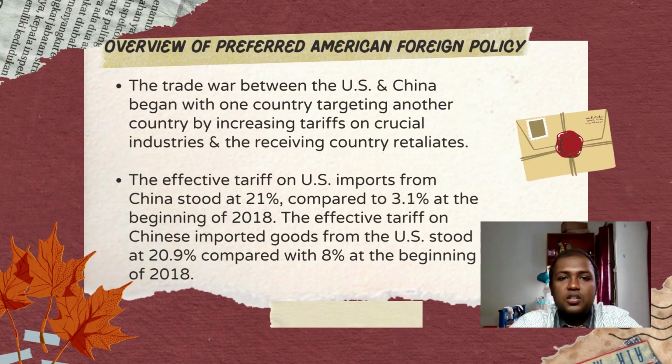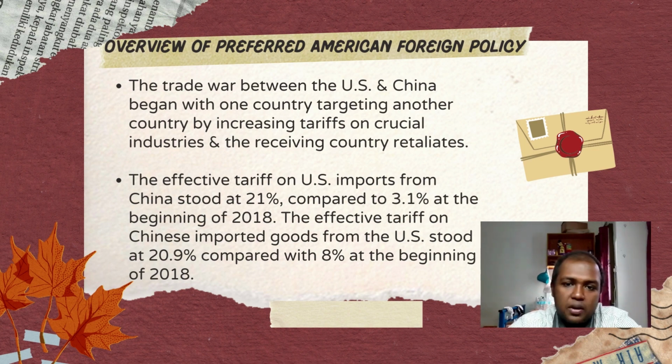Okay, this part is going to be about the overview of preferred American foreign policy. So we as a group have decided to discuss the trade war. The trade war between US and China began with one country targeting another by increasing tariffs in crucial industries, and the receiving country retaliates. In March 2018, the US imposed 25% tariff on aluminum and steel imports of all countries. In retaliation, China imposed a 25% tariff on 128 products including airplanes and soybeans. These tariffs didn't stop here.